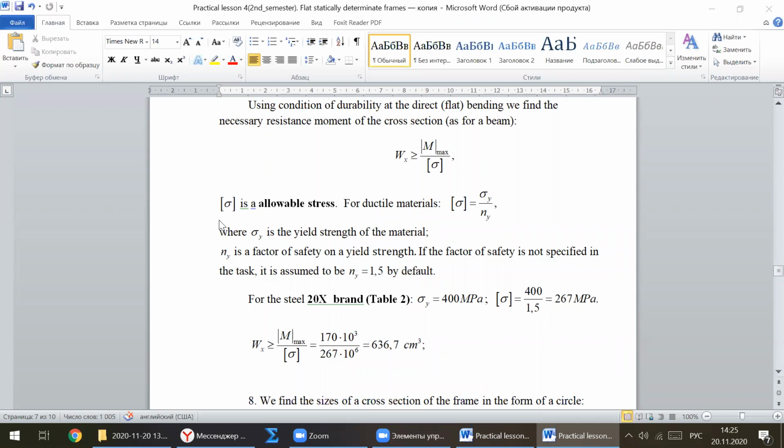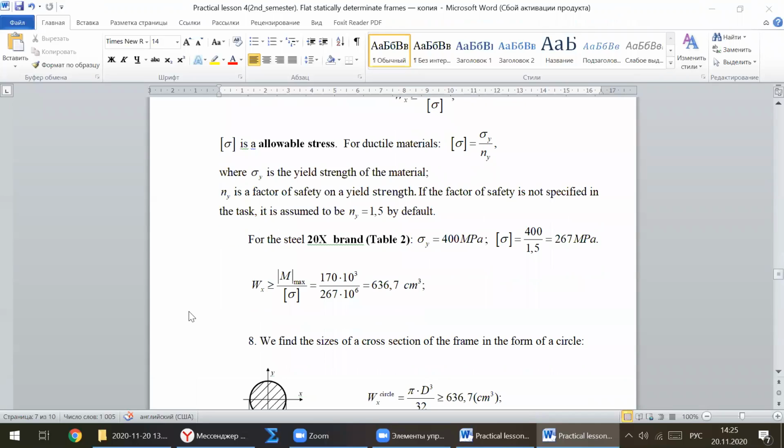Sigma in the square brackets is the allowable stress. For ductile materials, sigma in the square brackets is equal to sigma y divided by ny, where sigma y is the yield strength of the material. Ny is the factor of safety on the yield strength. Ny is equal to 1.5 by default.